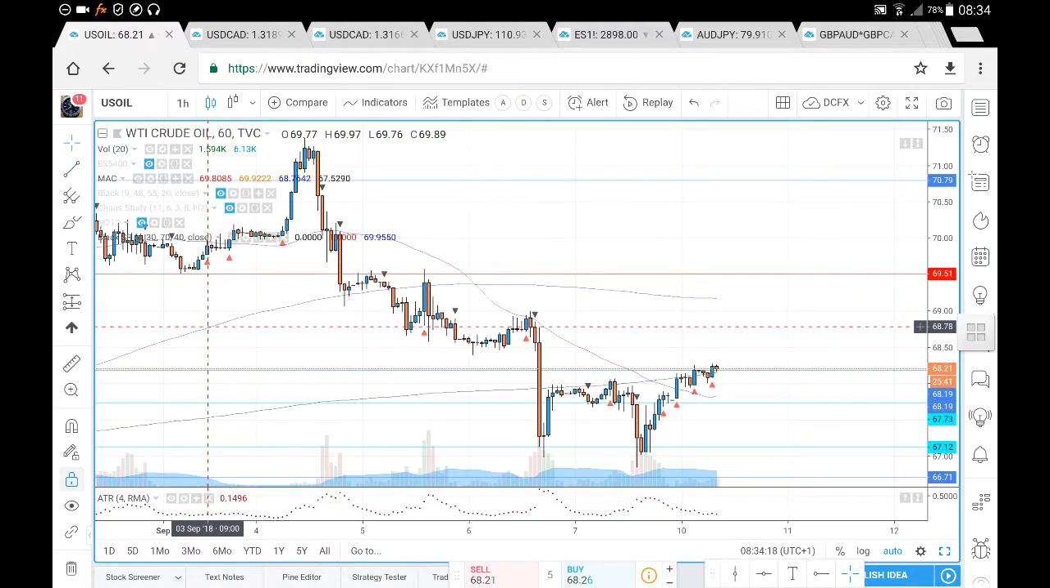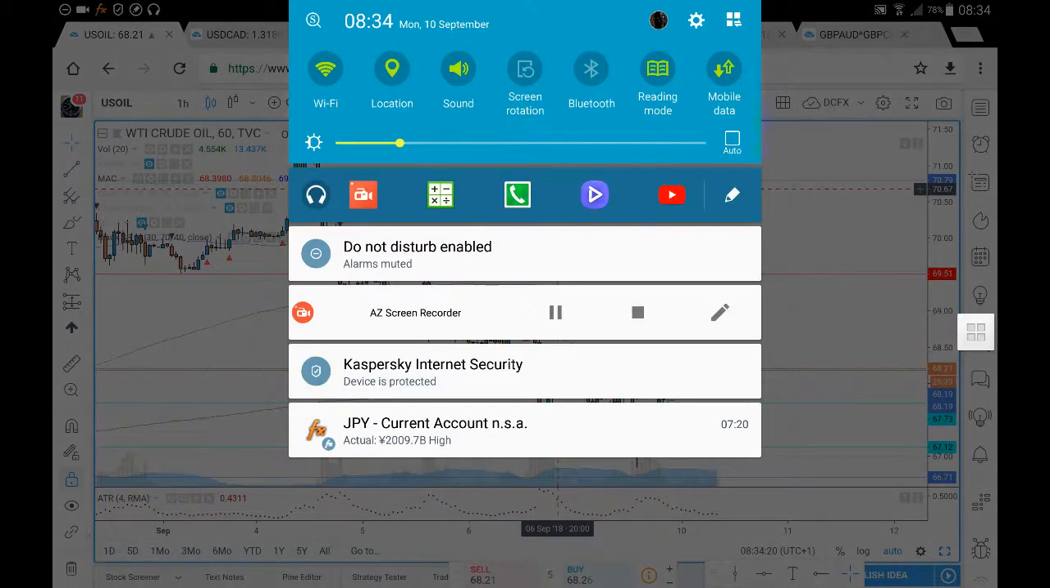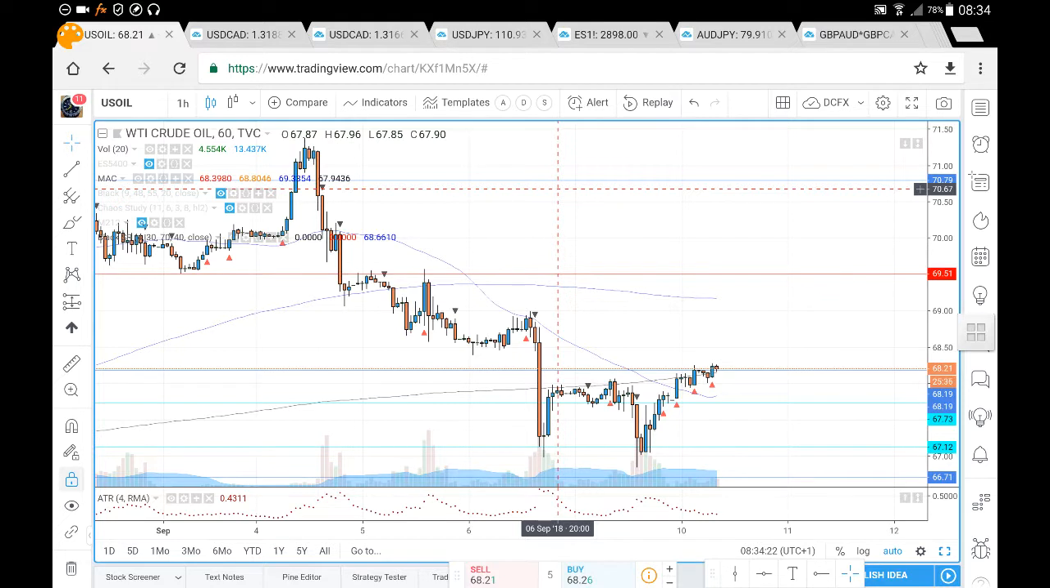So this is the US oil analysis for Monday the 10th of September. Now let's have a look at prices and where prices may like to go.